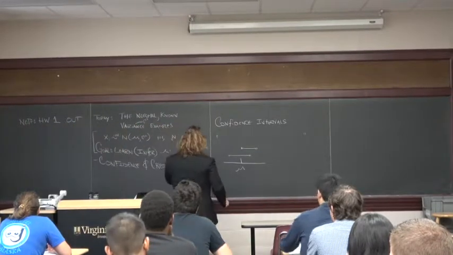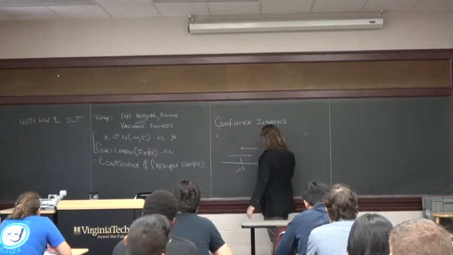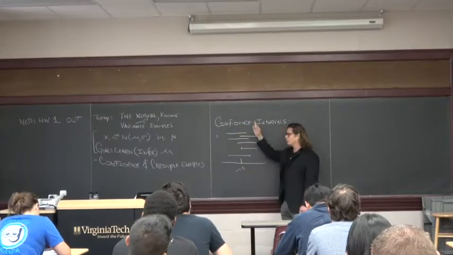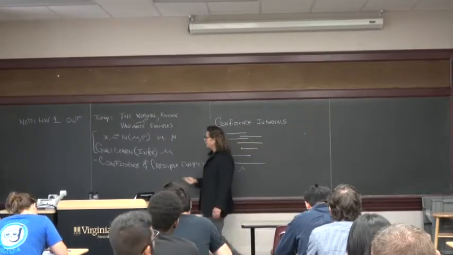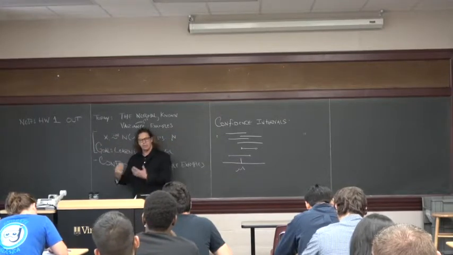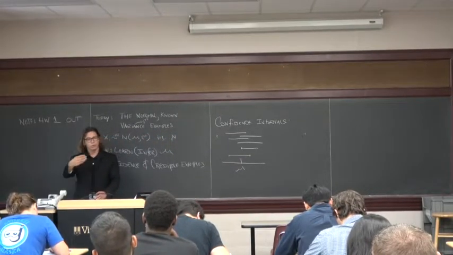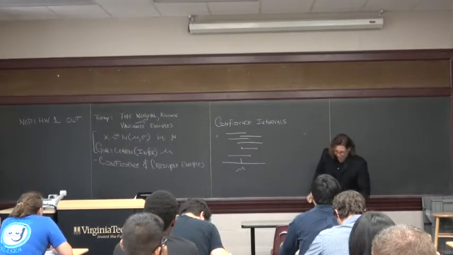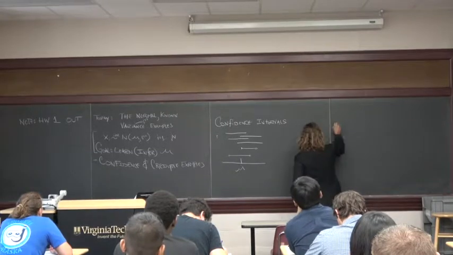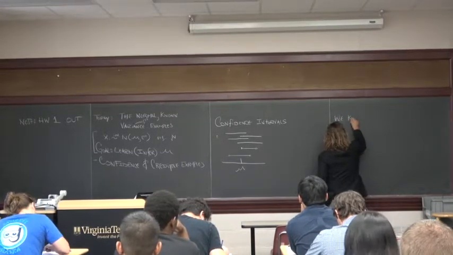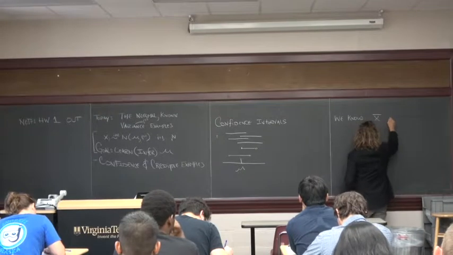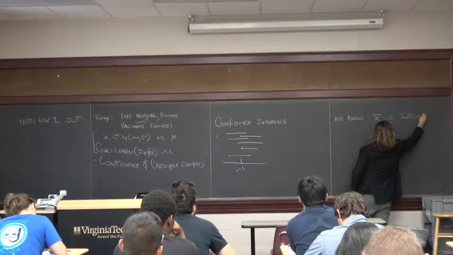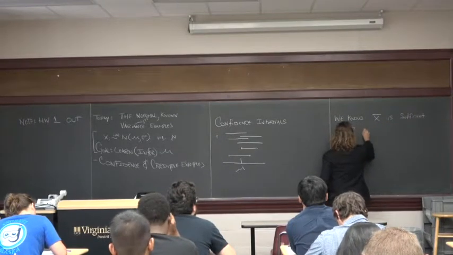So how do we come up with these endpoints right here? So we come up with a whole bunch of them. Some of them cover, some of them don't. But the intervals are random. It's random because the process is random. Going back out into the population and collecting new data produces a slightly different answer. And so how do we do this? So we might know X bar is sufficient for mu.